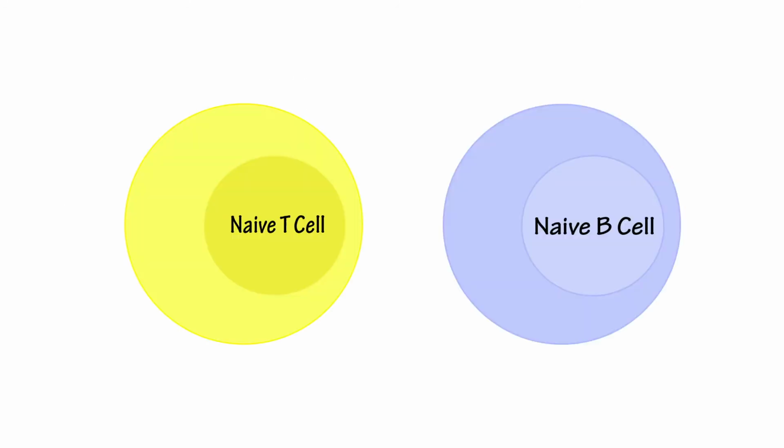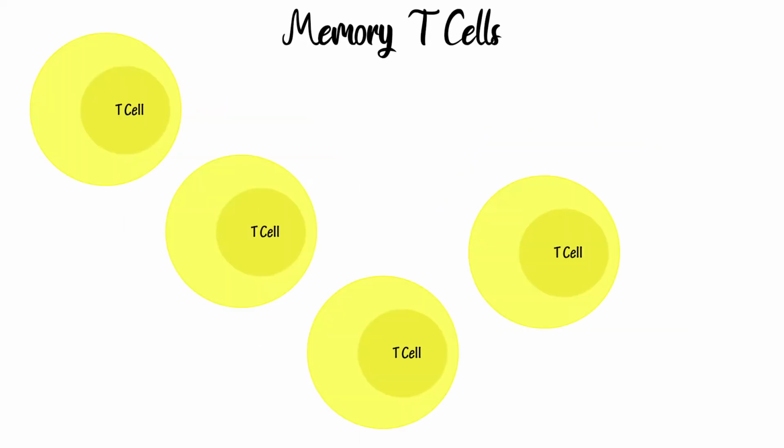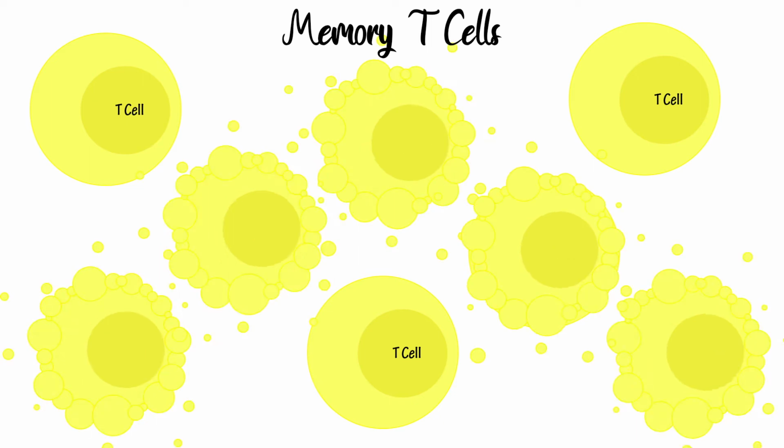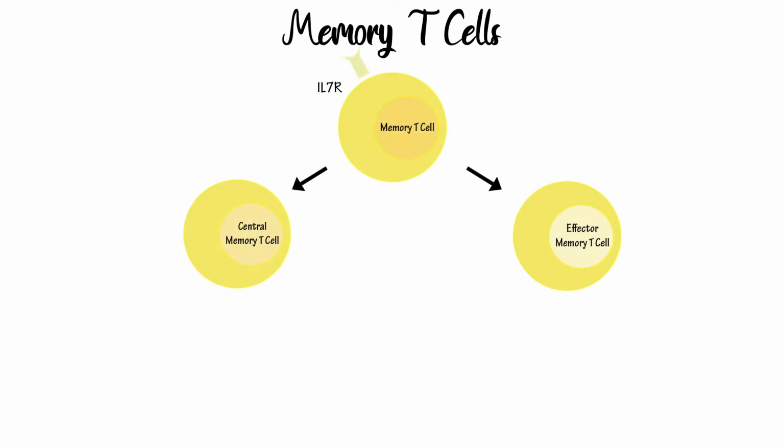Both T and B cells that were involved in the primary response to a pathogen, primary being the innate and adaptive response, can develop into T and B memory cells. Let's have a look for T cells first. Most differentiated T cells will undergo apoptosis after the infection has been cleared. Those that remain will develop into memory T cells, and this is determined by the expression of the IL-7 receptor. Now they can either develop into effector memory T cells or central memory T cells.